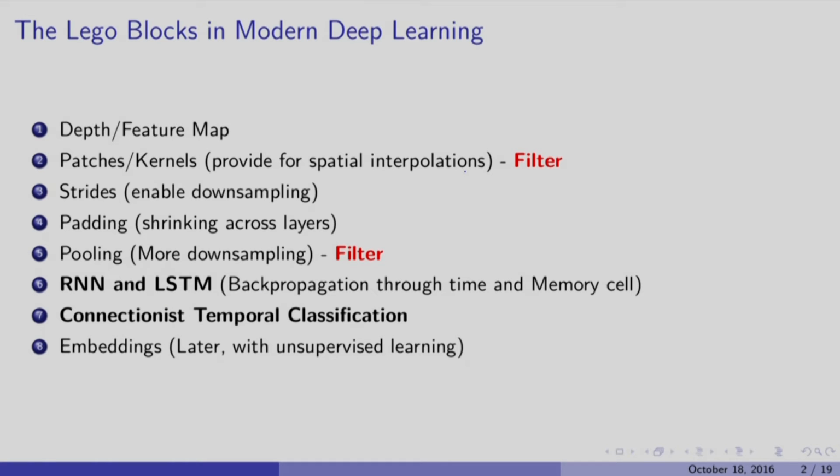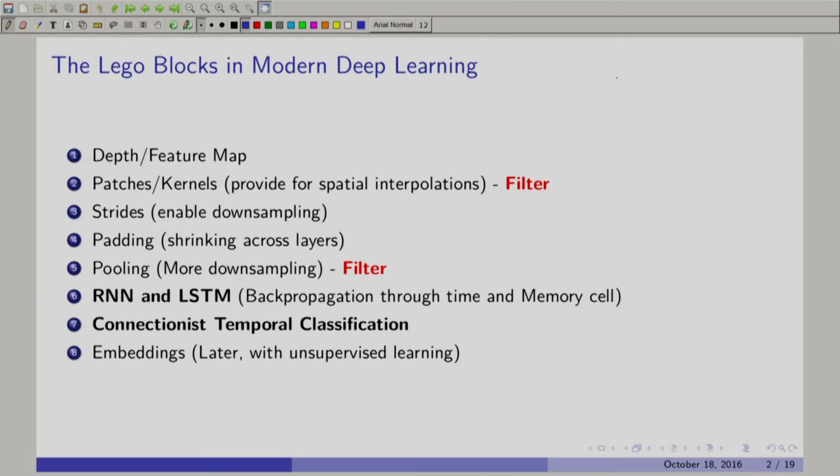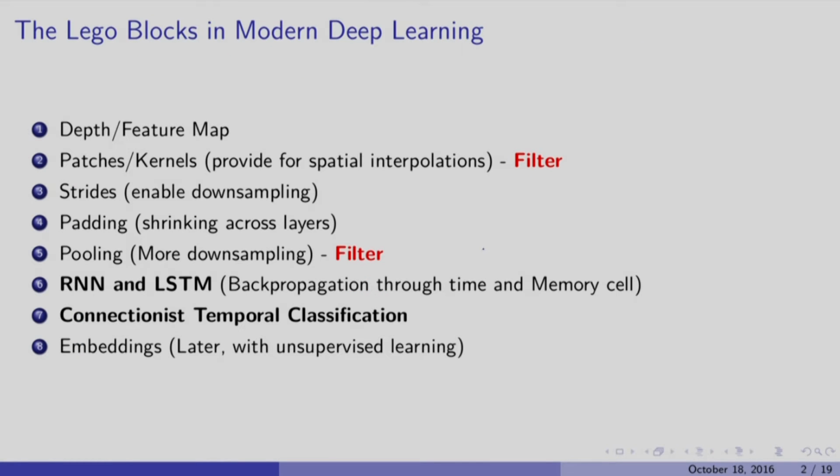So far here's our development with the Lego blocks of modern deep learning: feature maps, kernels, strides, padding, pooling and so on. We have almost completed our discussion on RNNs, which are characterized by this back propagation through time. Today we will introduce the concept of a memory cell in LSTMs, long short term memory networks, and very briefly touch upon connectionist temporal classification. Later on, when we deal with unsupervised learning, we will talk of embeddings.